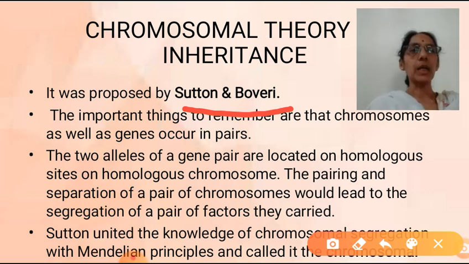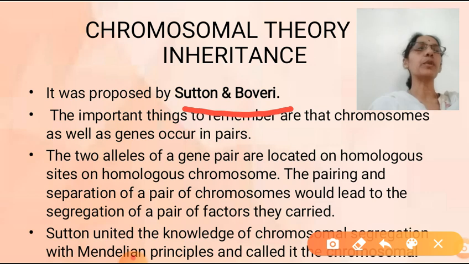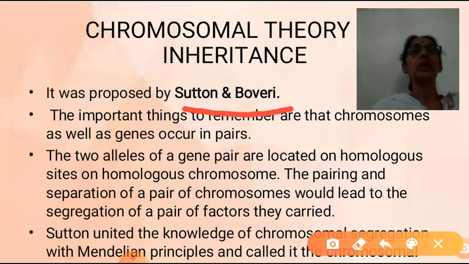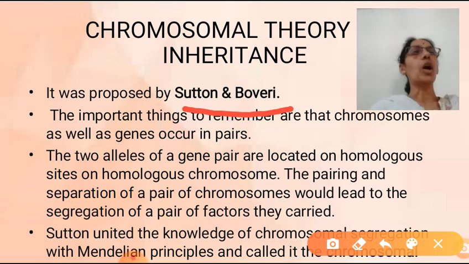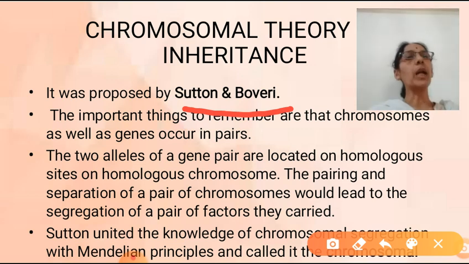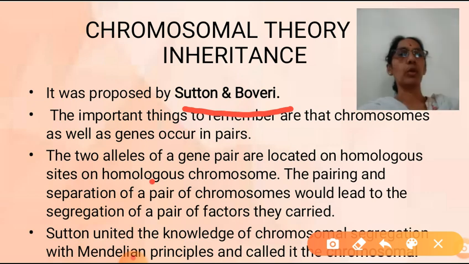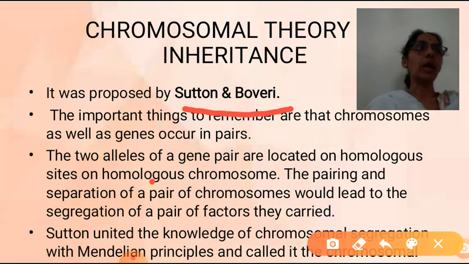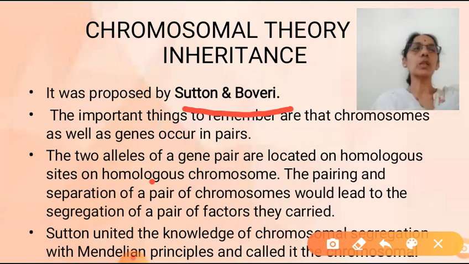For example, if I asked you how many chromosomes you have, you will tell me you have 23 pairs of chromosomes. That means both chromosomes as well as genes occur in pairs, because you know very well that each gene consists of two alleles. Two alleles of a gene pair are located on the homologous site of homologous chromosomes. Last year you studied what homologous chromosomes are. So the two alleles of a gene pair are always located on the homologous site of the homologous chromosomes.